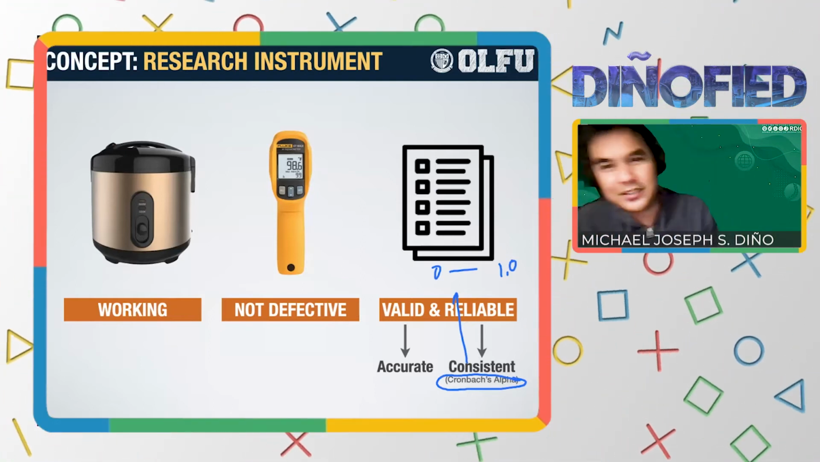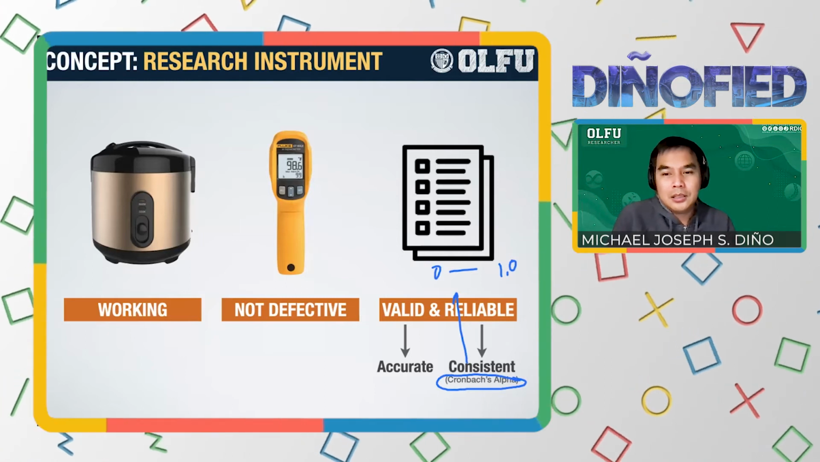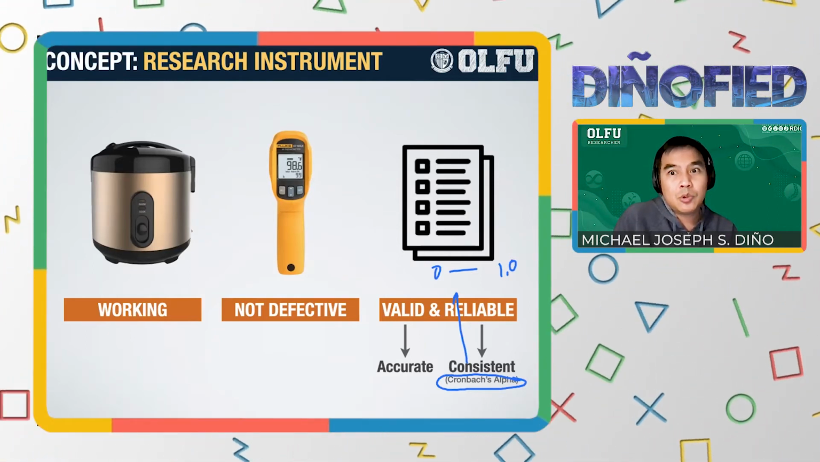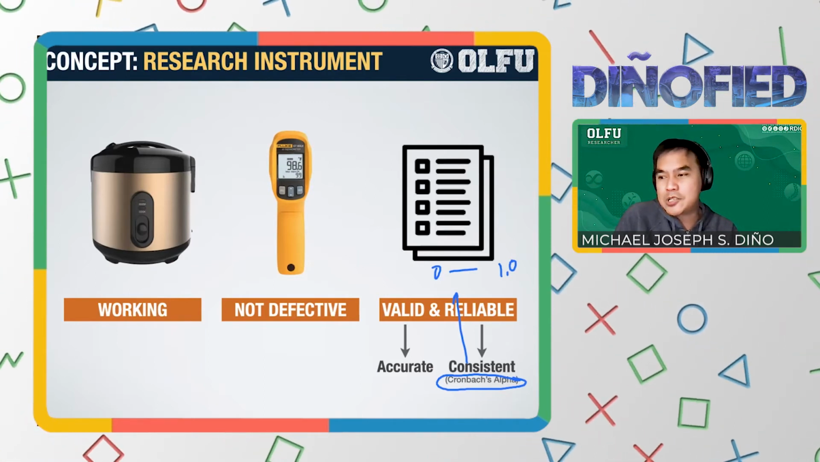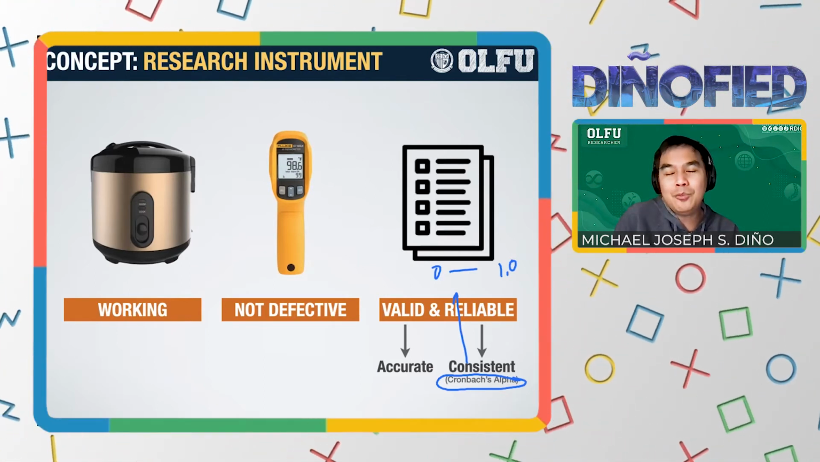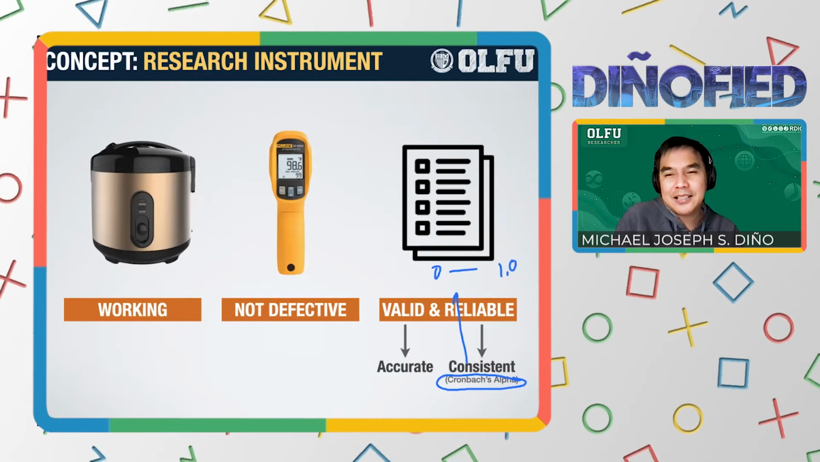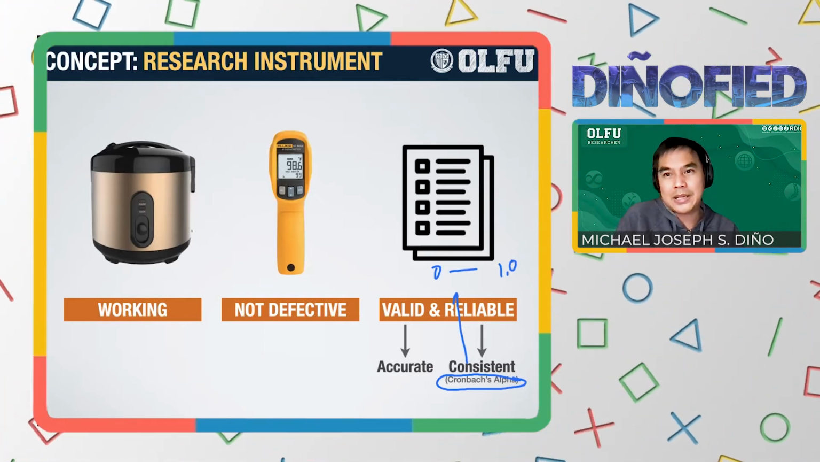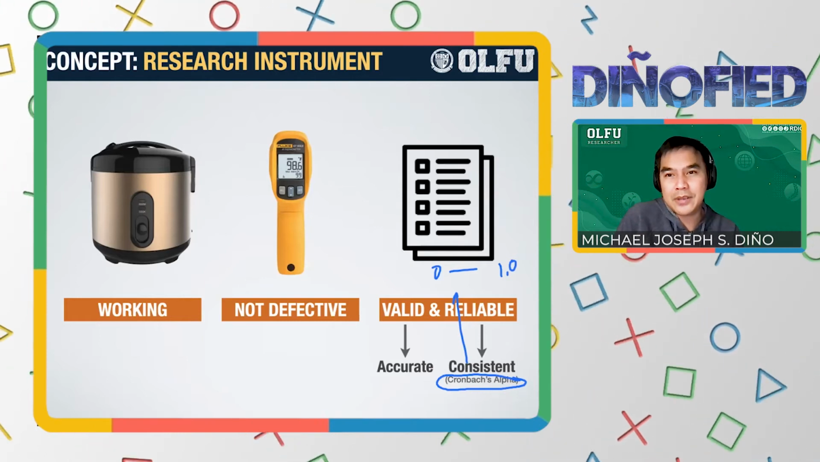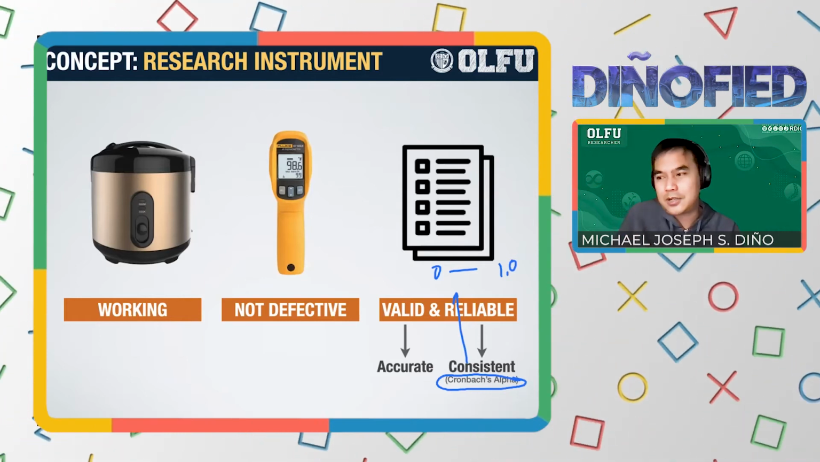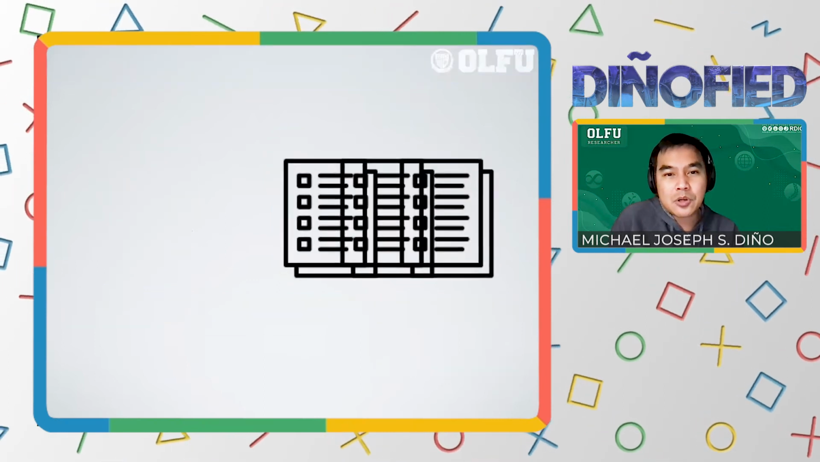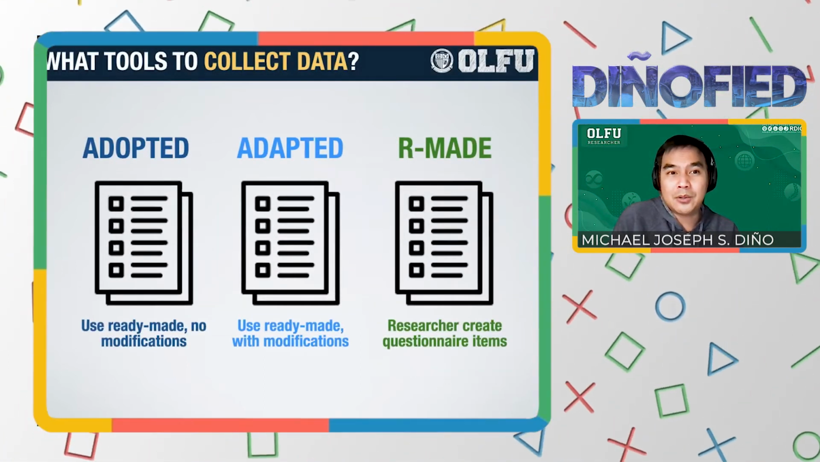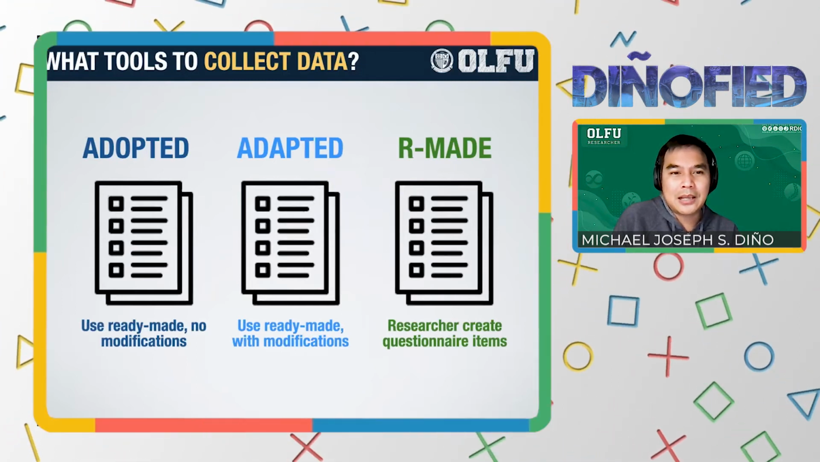Okay? So that's it. Question, Doc, how are we going to get measurement or tools for our study? Before we answer that, let us take a look first. What are the different types of measurement or tools or survey forms that we're using for a study? We have three types of tools in a study. The first is what we call an adopted questionnaire.